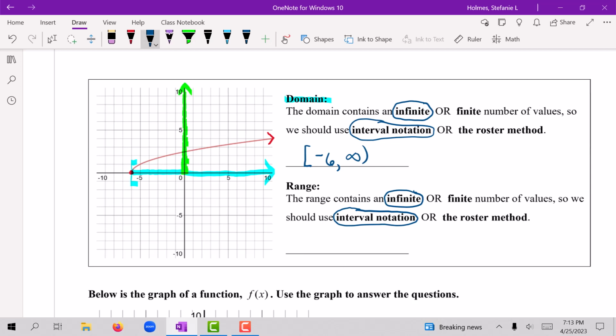So smallest value first is -5. Largest value, not -5, sorry, 0, because we're looking vertically. That was good. And there is a bracket at 0 because there's actually a point whose y value is 0. And of course, infinity always gets a parenthesis.